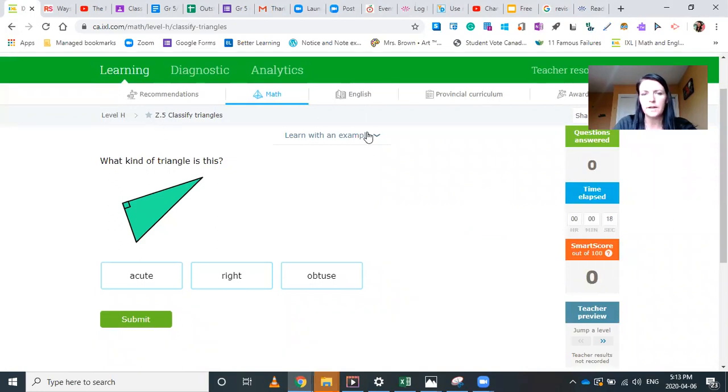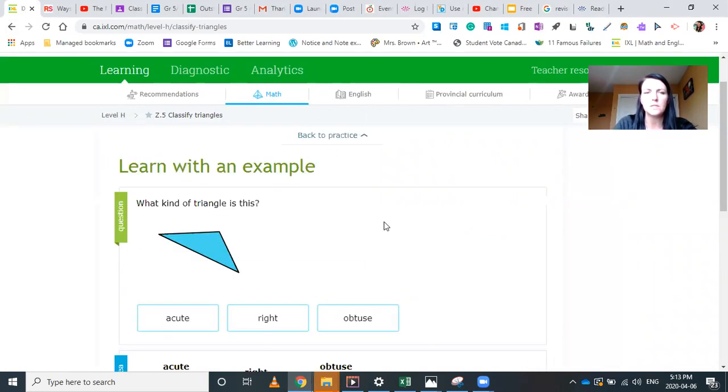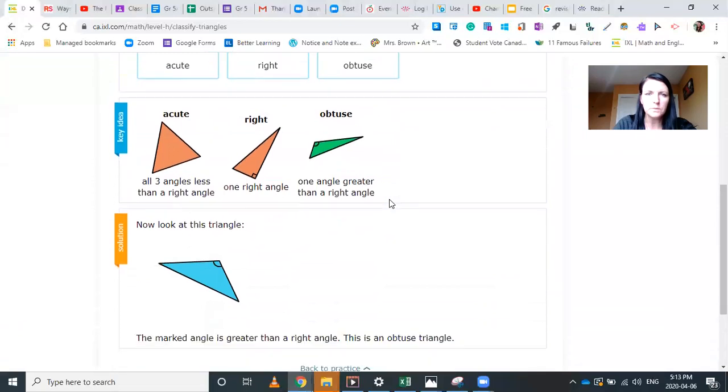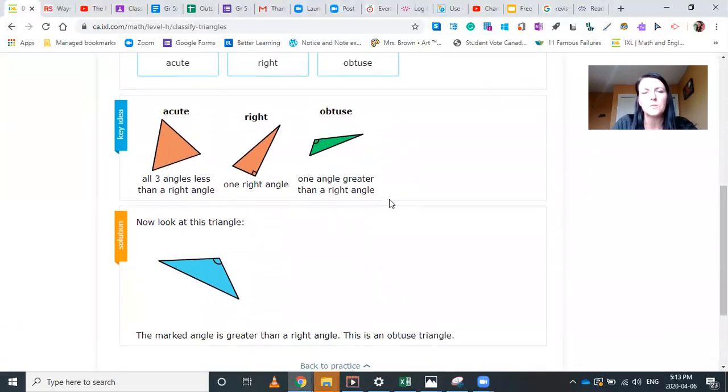We're classifying triangles. Let's look at the learn with an example just to see our notes. You can pull up the notes that I made for you as well, or have the printout next to you. You might want to pause and get that gathered and then come back to the lesson. You have got 3 different types of triangles, okay? And these specific triangles are classified according to the angles within that triangle.